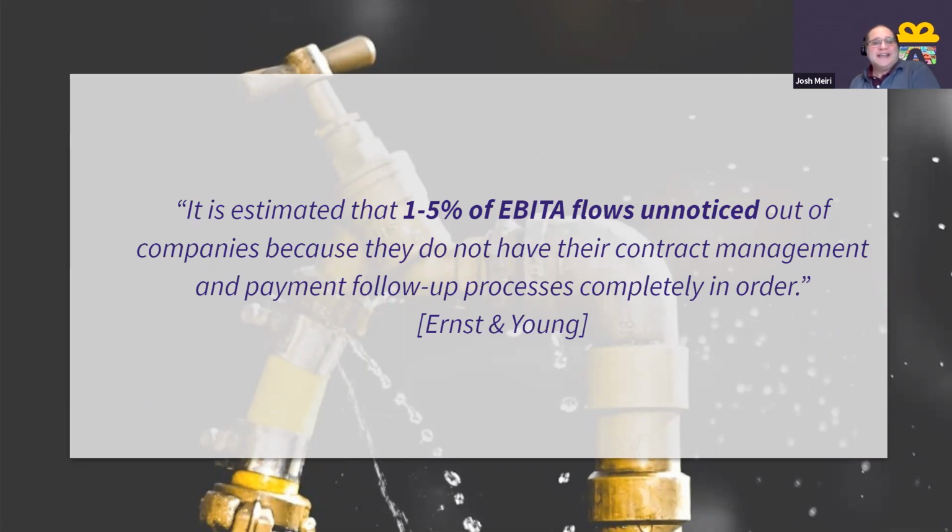So EY actually estimates that probably 1 to 5% of EBITDA goes unnoticed, basically there's a leakage. So if you think about that, 5% over $1 million is approximately 50K per $1 million earned. So that turns into a lot of money lost.